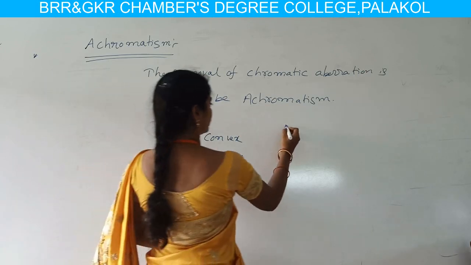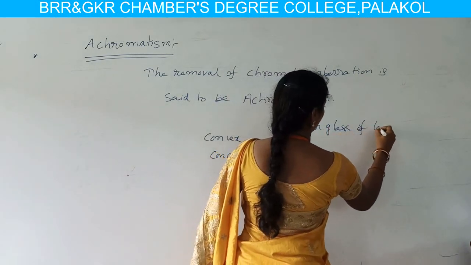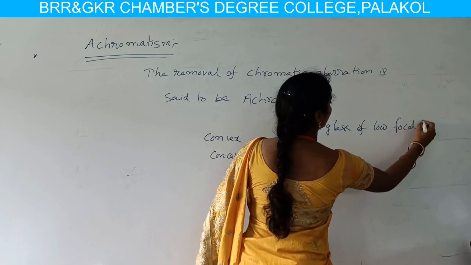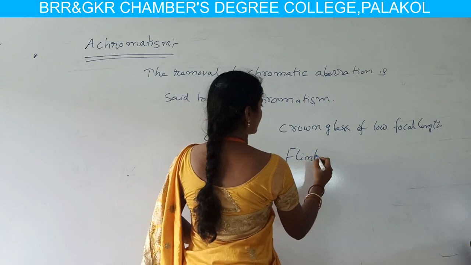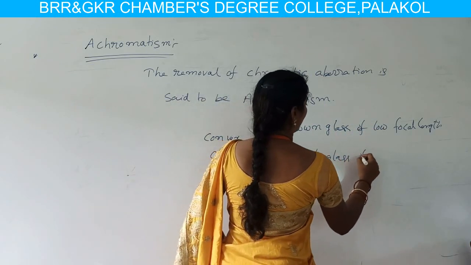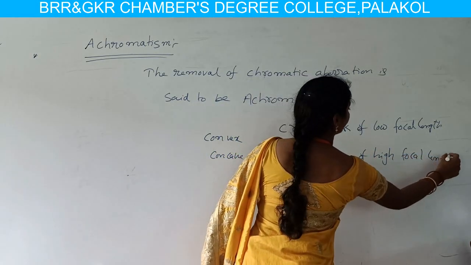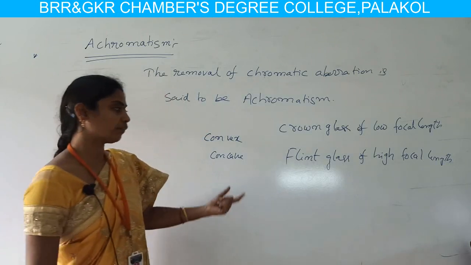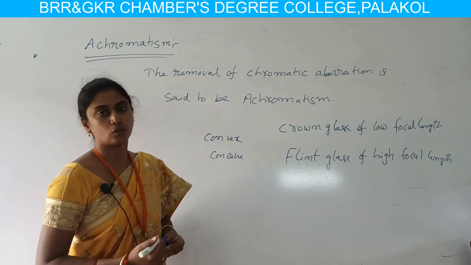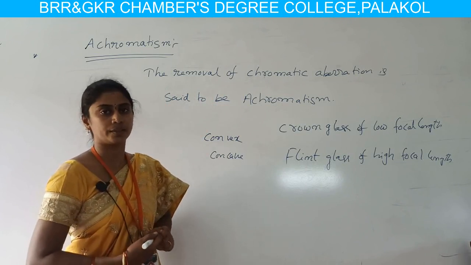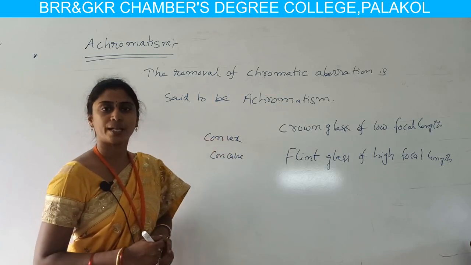Here we use crown glass of low focal length, and flint glass of high focal length, these are glass names. By using the combination of this crown glass and flint glass we make the achromatic doublet. So crown glass of low focal length and flint glass of high focal length, with the help of these convex and concave lenses, we make an achromatic doublet.